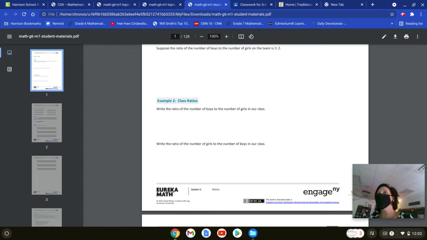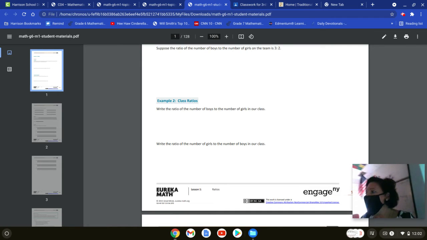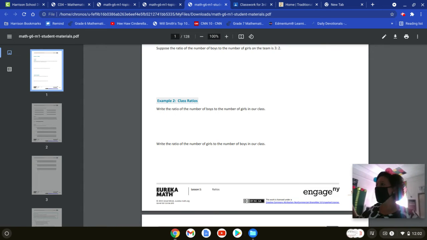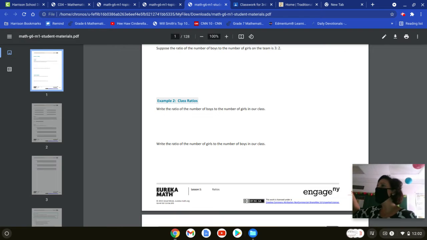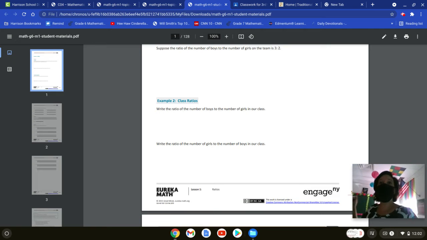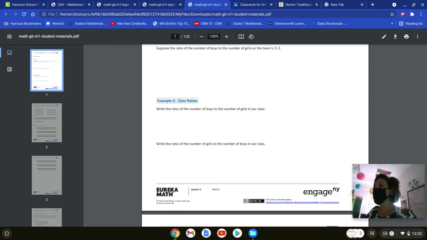Now, looking at this, notice the first one said number of boys to the number of girls in our class. Then we have number of girls to the number of boys in our class. With ratios, let's have a conversation about this. Do you think order matters? Have a conversation at your tables and think about what does a ratio do, and is order important? So two things. What do ratios do? And is order important? Because we need to come up with a working definition for ratios. So take 2 minutes and discuss.